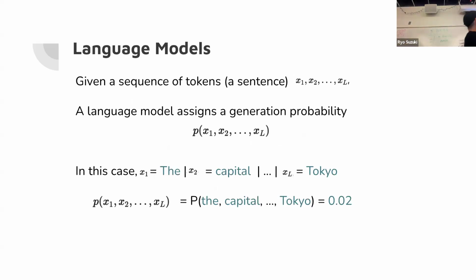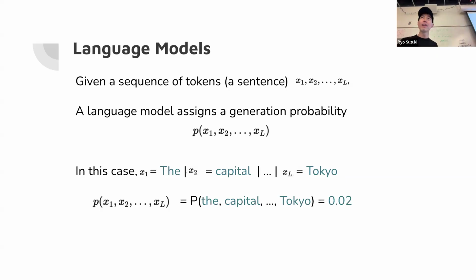So in a mathematical model, if you write it down more formally, it looks like this: x1, x2, up to xL. These are words or tokens of characters. Then you can get a probability of this sequence. For example, for "the capital of the town is Tokyo," you can get a probability of something like 2%. So that's what the language model is.